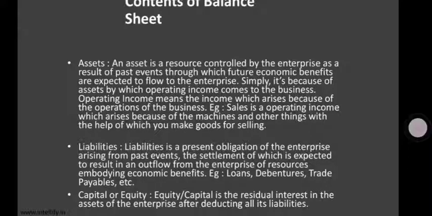Then we come to liabilities. Liabilities is a present obligation of the enterprise arising from the past events, the settlement of which is expected to result in an outflow. For example, loan you have taken. Now it's the time for repayment. So the repayment is a present obligation, and thus when you will be paying that loan, cash will go out of the organization. So thus it is forming a part of your liabilities.